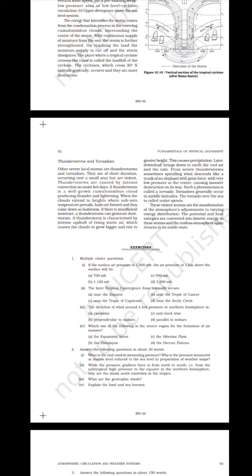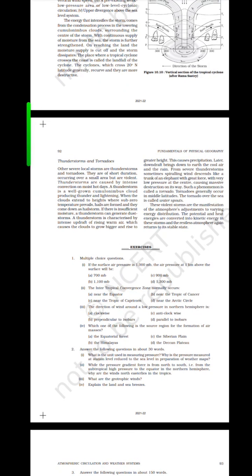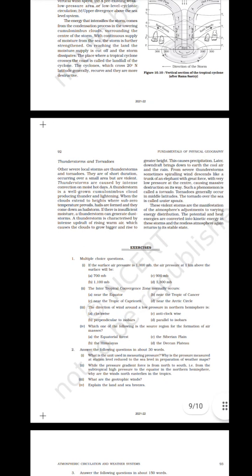Exercises. Multiple choice questions. If the surface air pressure is 1000 MB, the air pressure at 1 kilometer above the surface will be: 700 MB, 1100 MB, 900 MB, 1300 MB. The intertropical convergence zone normally occurs near the equator, near the Tropic of Cancer, near the Tropic of Capricorn, near the Arctic Circle. The direction of wind around a low pressure in northern hemisphere is clockwise, anti-clockwise, perpendicular to isobars, parallel to isobars. Which one of the following is the source region for the formation of air masses? The equatorial forest, the Siberian plain, the Himalayas, the Deccan Plateau.